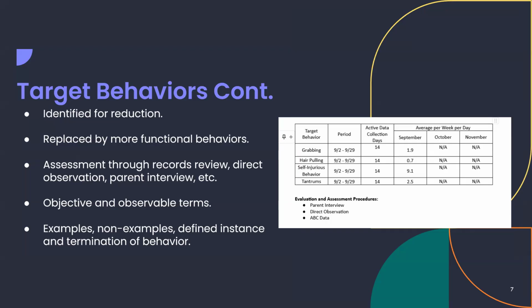if we were to use some simpler numbers, let's say September for grabbing had two instances of grabbing behaviors per day. Over a course of 14 days, that might equal to about 28 instances, if my math is correct, over the course of that measurement period. So just dividing the amount of total instances of behavior by the number of active data collection days, and you get your average instances of behavior per day.